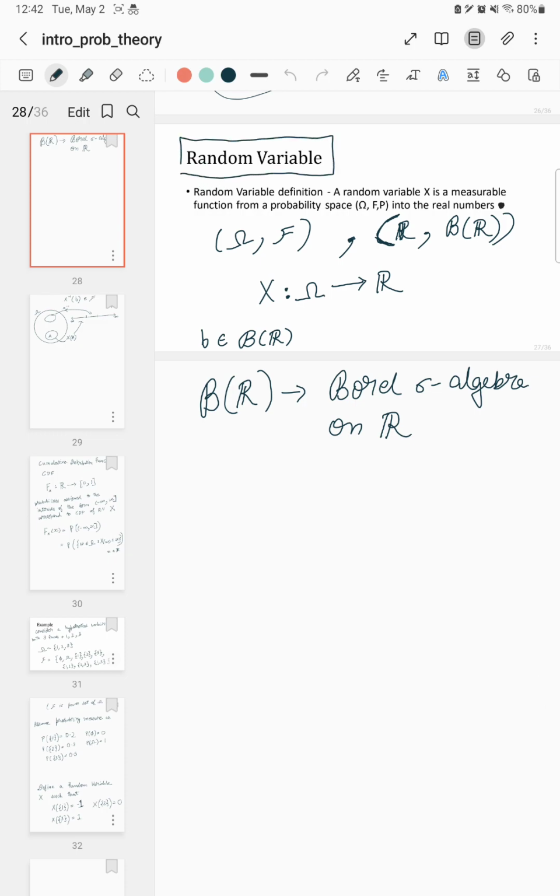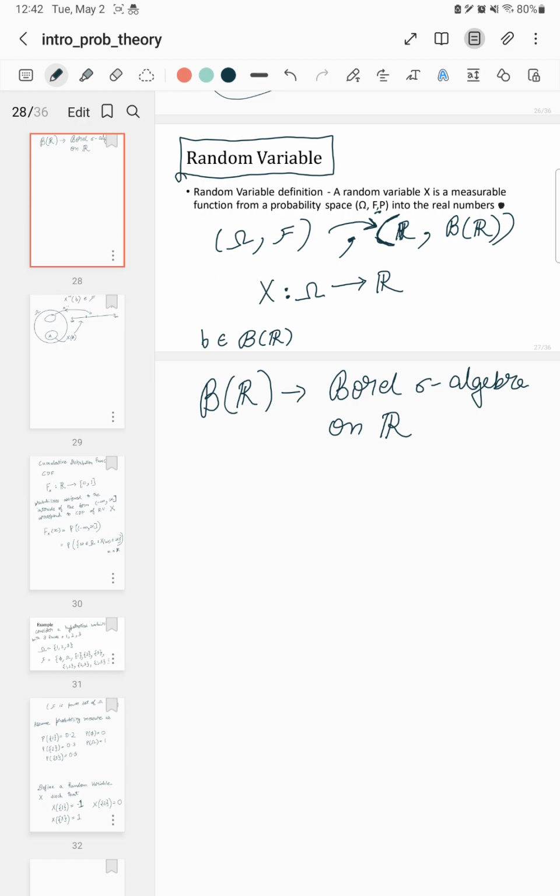What's a random variable? Usually, what people think is that a random variable is a variable, but no, it's not a variable. People think that it's a variable which can take up random values, but it's not. It's a function. It's a measurable function which maps from the probability space omega, F, and P, where F is the sigma algebra on omega and P is the probability measure, to the real domain and the Borel sigma algebra. So let's see the explanation.